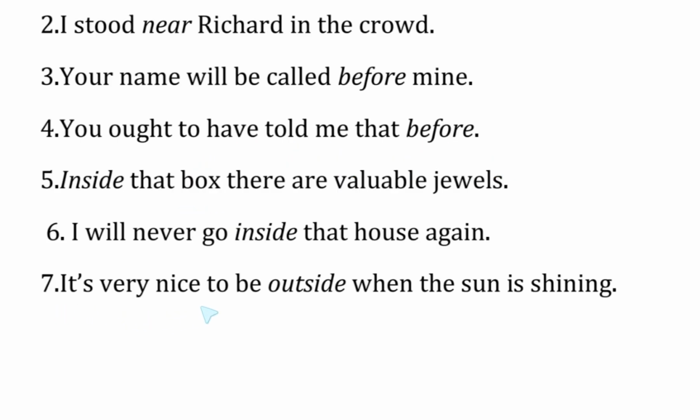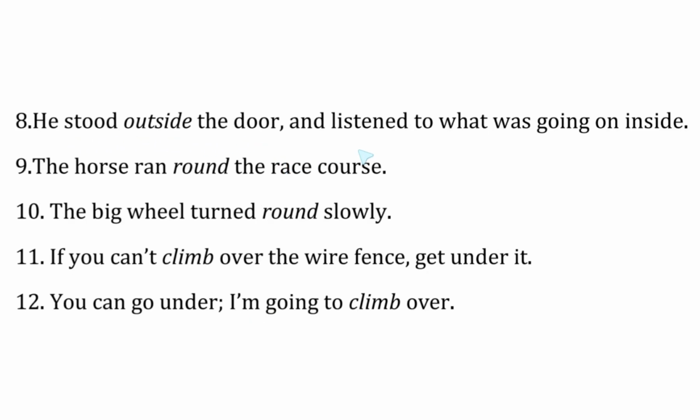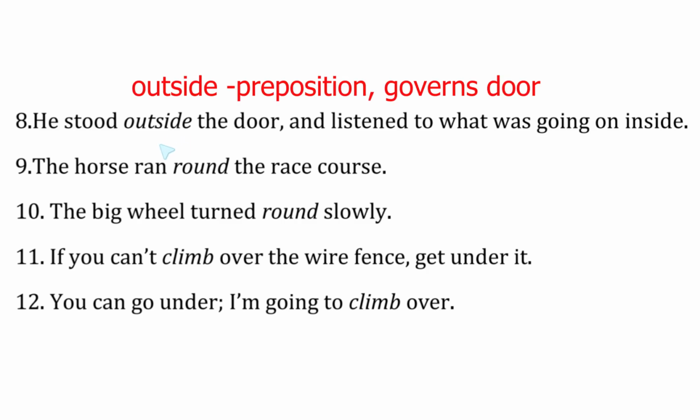Number 7: It's very nice to be outside when the sun is shining. In this place outside is an adverb and it modifies the verb be. Number 8: He stood outside the door and listened to what was going on inside. In this place outside is a preposition because it governs the noun door. And again another way, if you remove it from this place, it will not make complete sense, like "he stood the door."